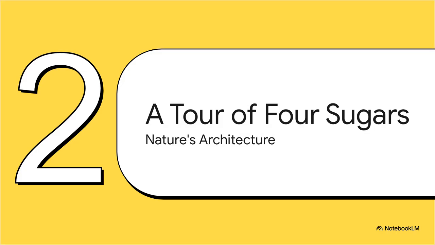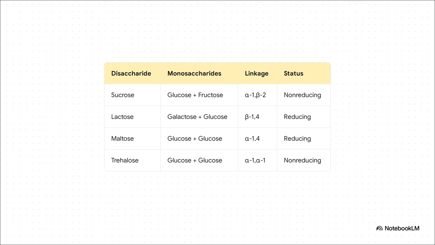All right, enough with the theory. Let's see this stuff in action. We're going to take a quick tour of 4 really common disaccharides and see exactly how nature uses this anomeric switch to build molecules for very specific jobs. So here's our cast of characters: Sucrose, Lactose, Maltose, and Trehalose. As you can see, they're all built from slightly different combinations of simple sugars. And most importantly, look at that last column. They have different reducing statuses. That means that anomeric switch is in a different position for each one.